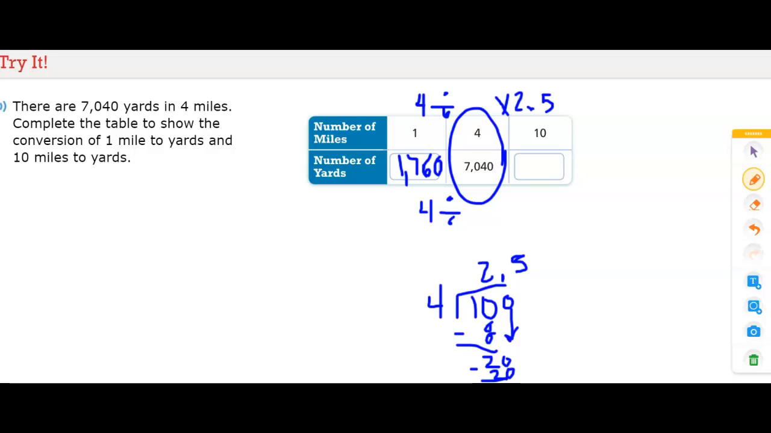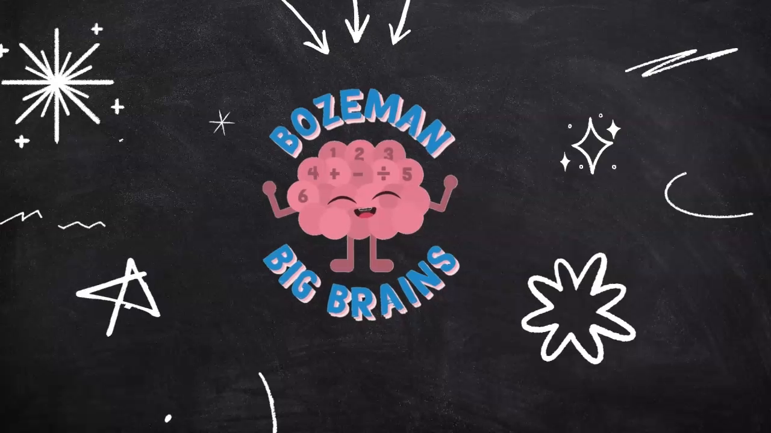So whatever I do there, I have to do to the other number as well. So 7,040 times 2.5, or 2 5/10, is going to give me 17,600. And now we have completed the table that shows the conversion of the yards and the miles.